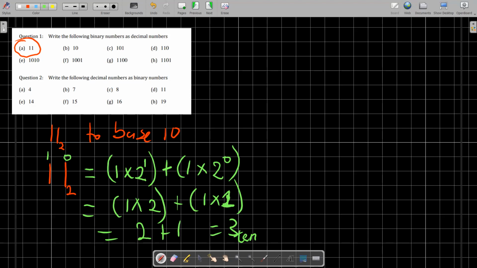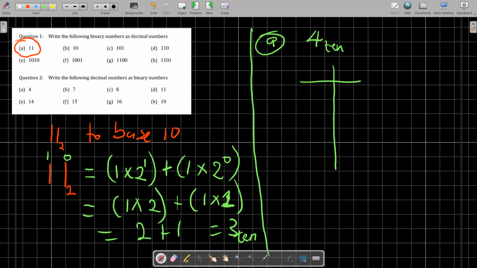Now, why don't you go to the second question that says, write the following decimal number as a binary number. So, question A there says 4. Remember, since it's a decimal number, it's in base 10, so you write it down like a subscript. How do we go about this?